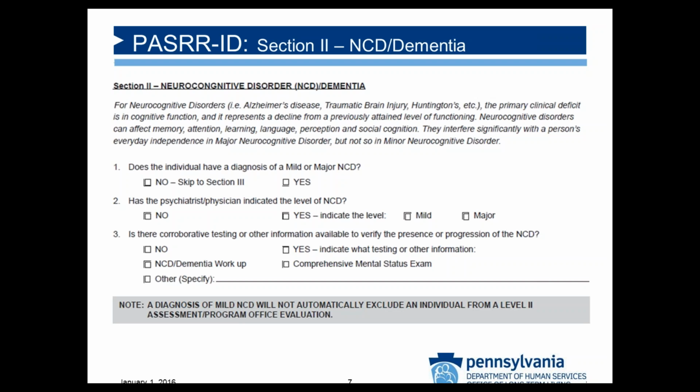So even in that area where you're not sure if it's mild or major, then take a next look and see what the chart documentation is. And if their condition is so severe that it outweighs their need for specialized services or the ability to understand specialized services, then they have a severe dementia or a severe neurocognitive disorder, and they do not have to have a level 2 done. So that was one of the clarifications we put out in February.